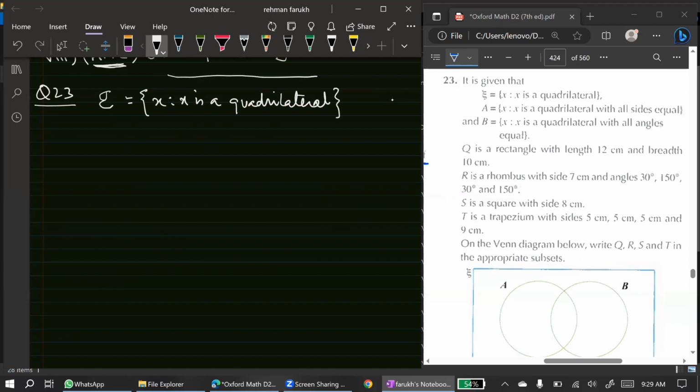What is a quadrilateral? Sir, four-sided shapes. Rhombus, yes. Square, rectangle, yes. Parallelogram, trapezium. All four-sided figures.